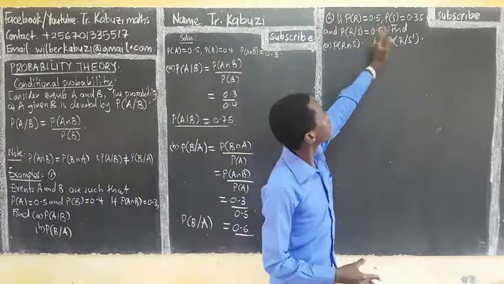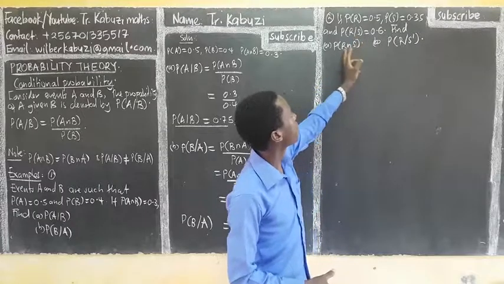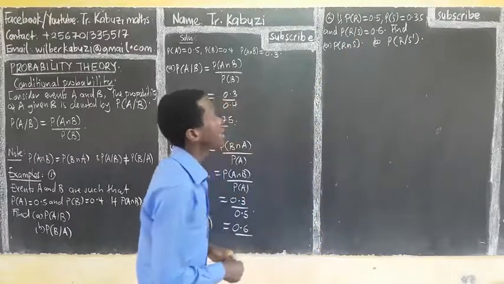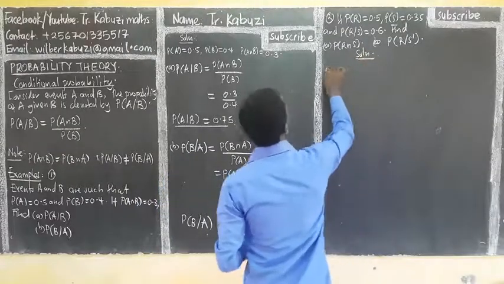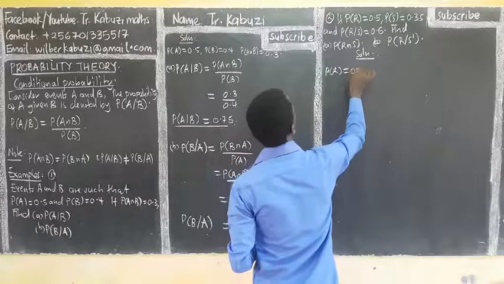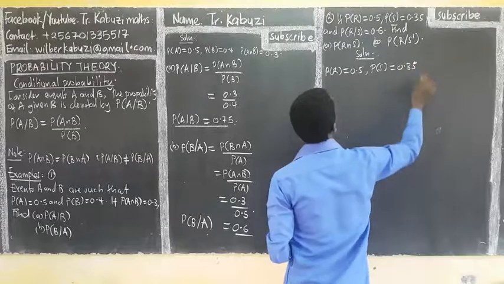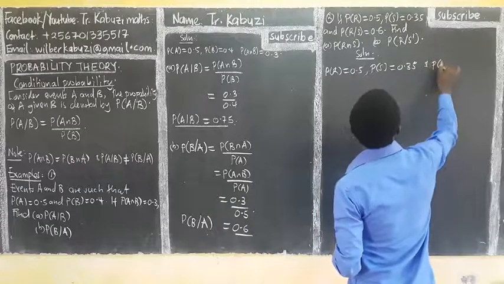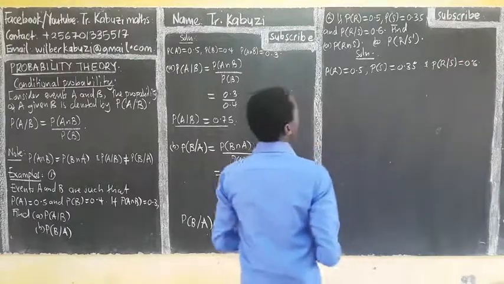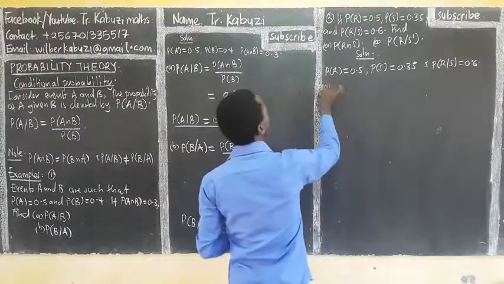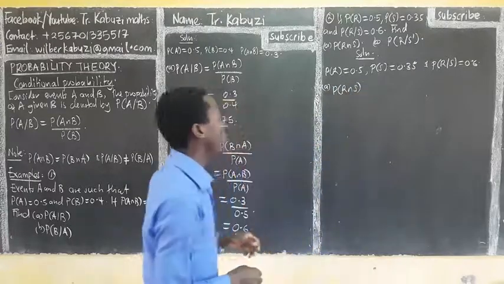If probability of R is this, probability of S is that, and probability of R given S is this, find probability of R intersection S. So in our solution, we start with the basics we have. We have probability of R as 0.5, probability of S as 0.35, and probability of R given S as 0.6. So now they are asking us to get in part A probability of R intersection S.